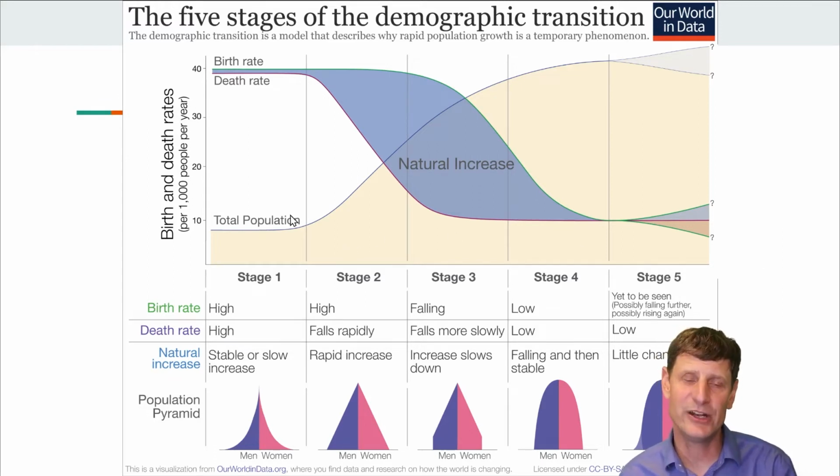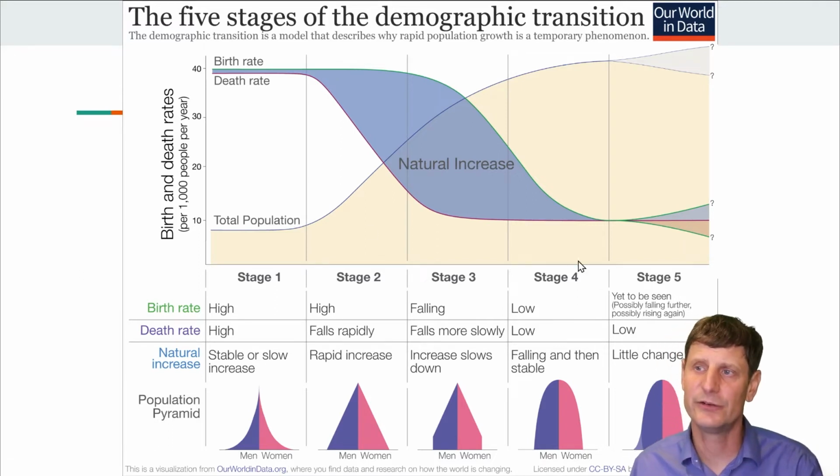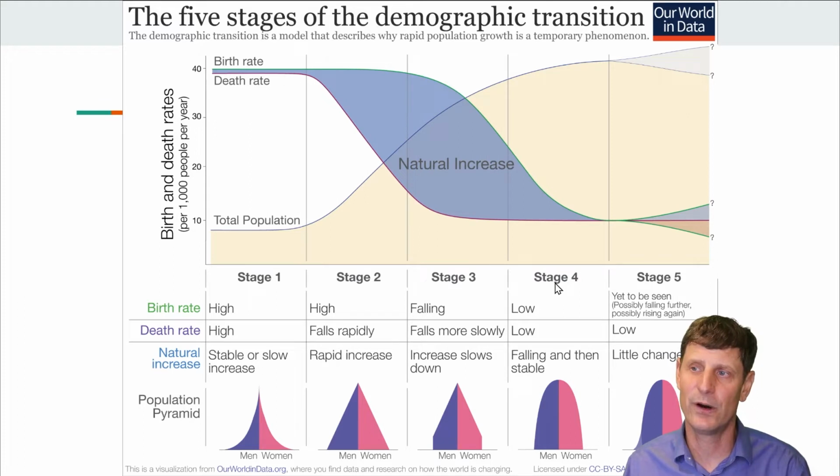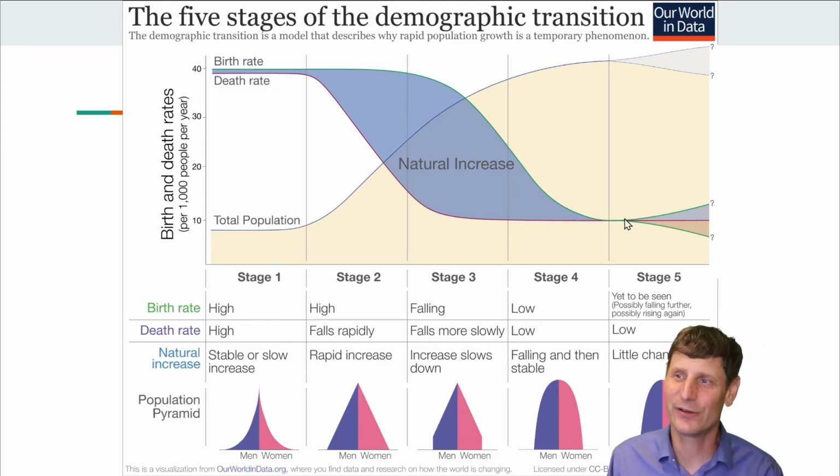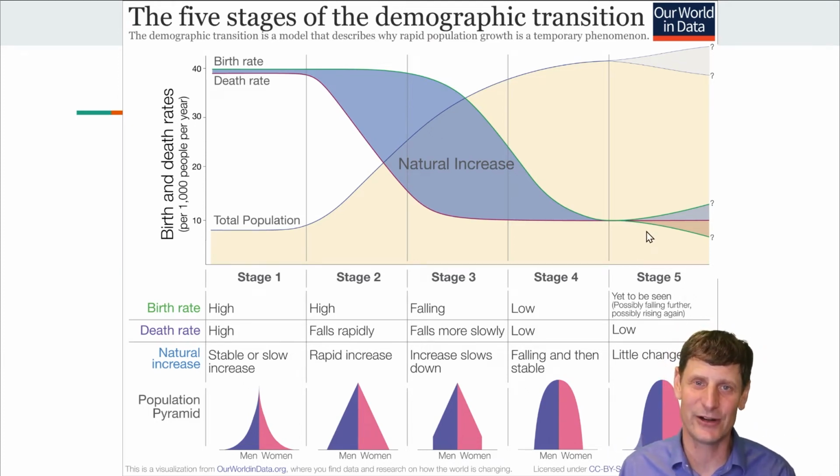There are 5 stages in the demographic transition model that our textbook uses. Some treatments end at stage 4, and you can see why here, because Our World in Data says yet to be seen for stage 5. But you can also say that stage 5 has been encountered for some countries. So we'll get into that when we get to it here.